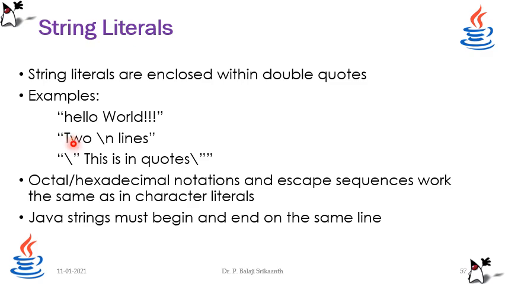Here, the second example goes like this: "2" followed by an escape sequence \n, "lines" followed by another escape sequence. This is in quotes. So what happens? Hello world, then it will display two lines. Again, this is represented within a double quote. Of course, octal or hexadecimal notations and escape sequences work the same as in character literals. Java strings must begin and end on the same line.